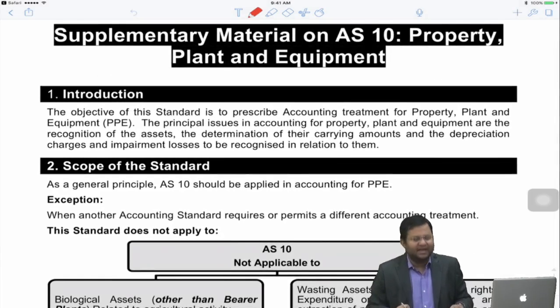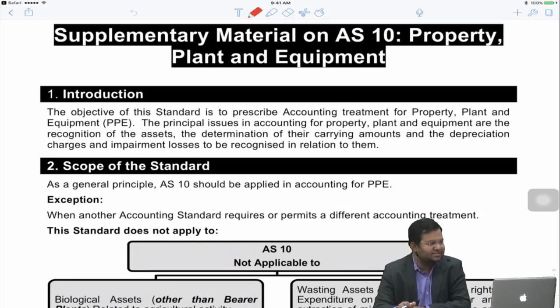Accounting Standard number 10 earlier was dealing with fixed assets, and there was Accounting Standard number 6 dealing with depreciation, which you people have done in CPT, some of you. Accounting Standard number 6 stands deleted now. Accounting Standard number 10 stands amended completely. The old standard is completely deleted. Not even a single line from the old standard has been kept.